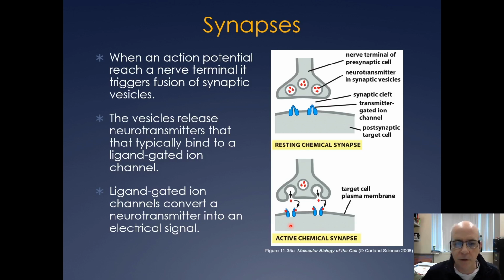All right, so this is how connected nerve cells will transmit signals. An action potential comes down, causes fusion of the vesicles, they release neurotransmitter, the neurotransmitters bind to a ligand-gated ion channel, and then you get depolarization of the target membrane.